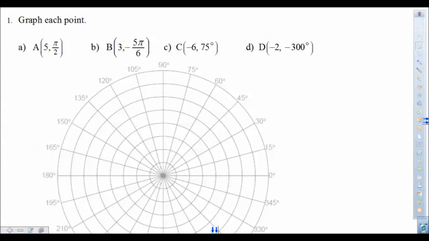Alright, review question number 1, graphing these points. Looking at point A, notice that A has a measurement that's in radians. So just doing a quick conversion on the fly here, pi over 2, that's 90 degrees. Like I said before, I like to plot the angle first. So rotate yourself 90 degrees and go in that direction 5 units. There we go. There's point A.